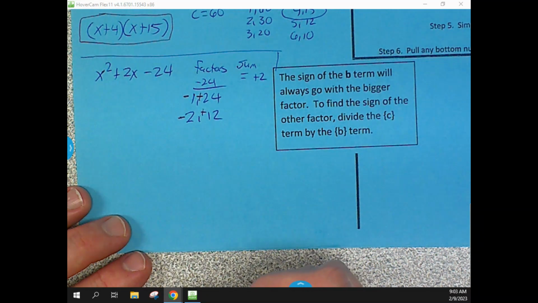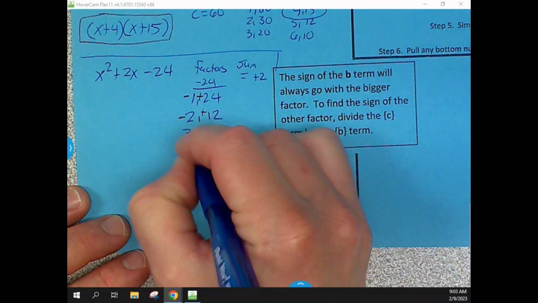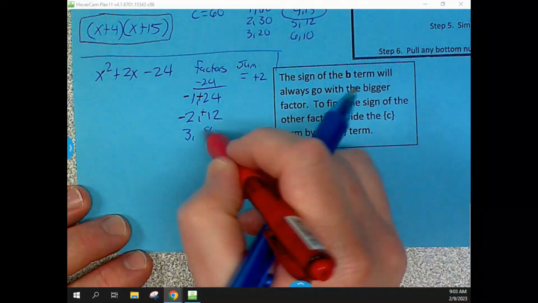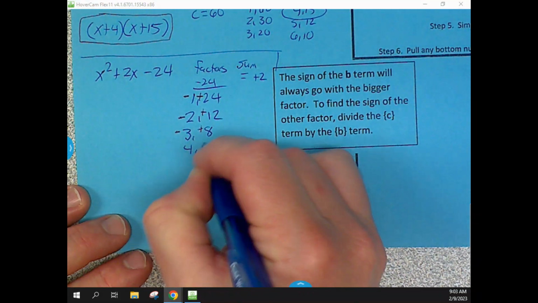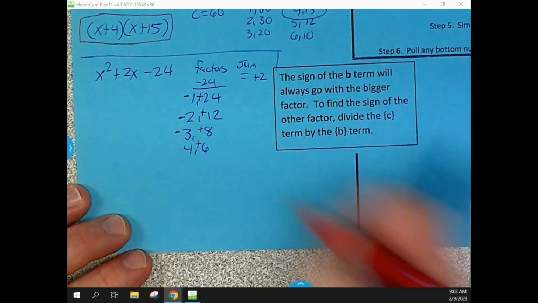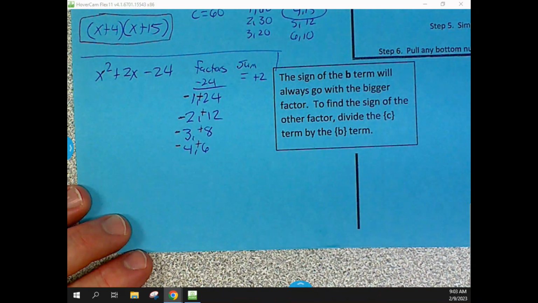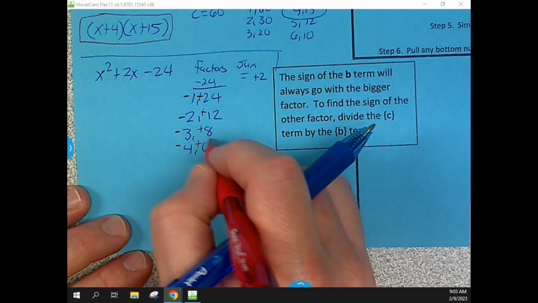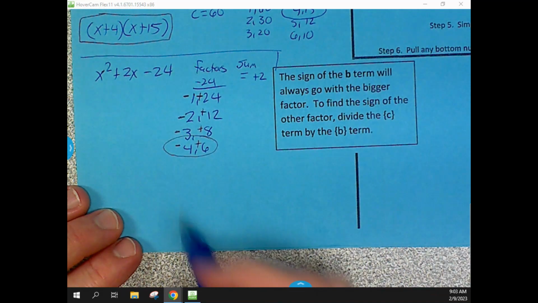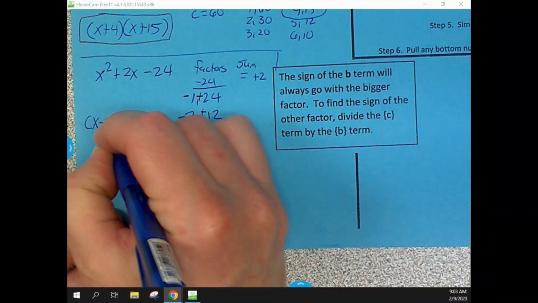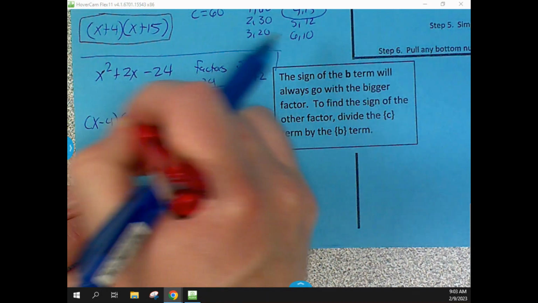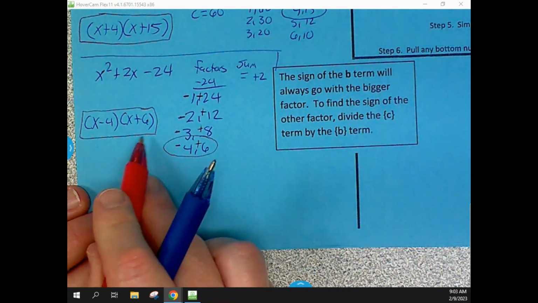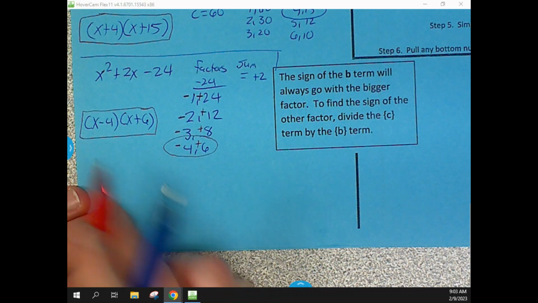So if we go through the next numbers, again, right now none of those add up to 2. So we've got 3 and 8. Again, the B term goes to the bigger number, and the other number is going to be negative. And then the last one, 4 and 6: the positive sign will always go with the bigger number. Finally, the pair that adds up to 2 is the 4 and the 6. The 4 has to be negative, and the 6 has to be positive. Which one you put first doesn't matter, but you've got to have an x plus 6 and an x minus 4.